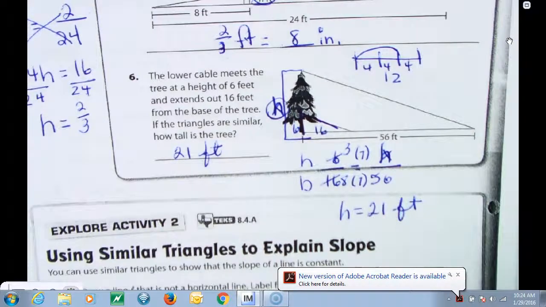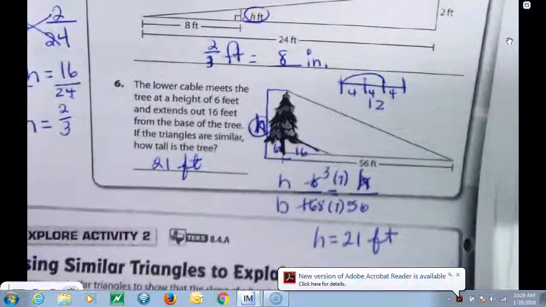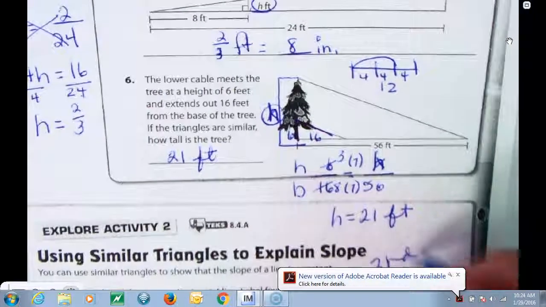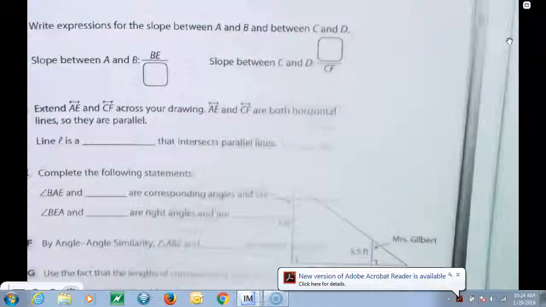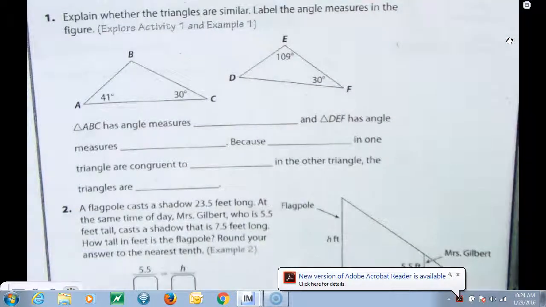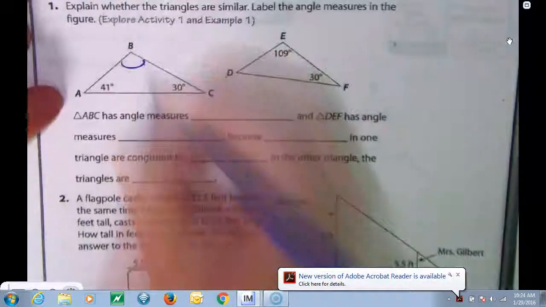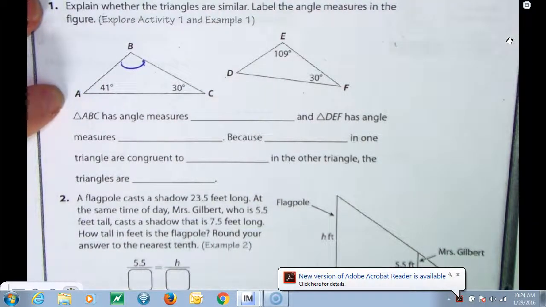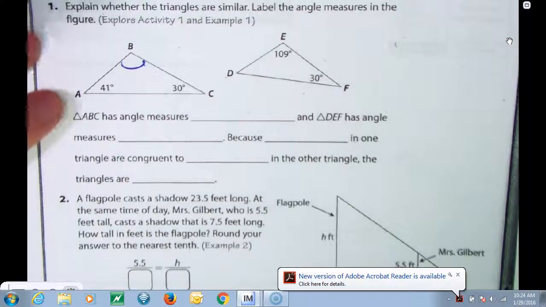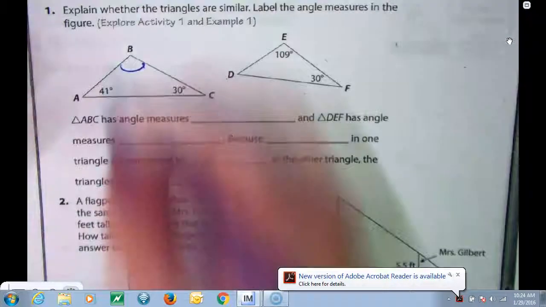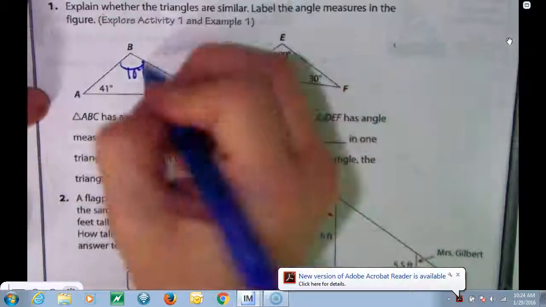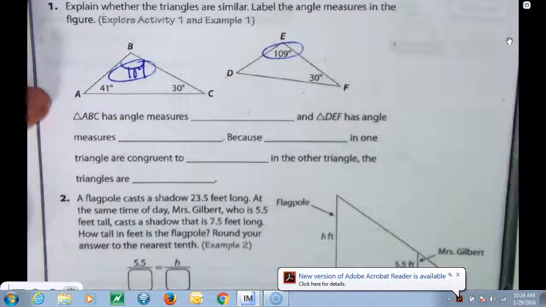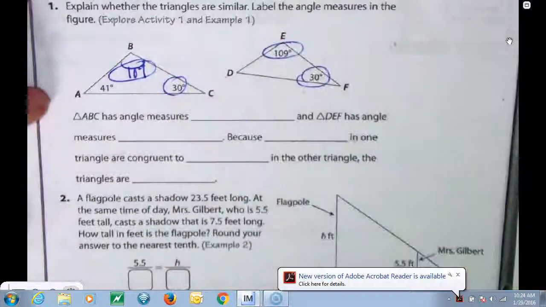Okay? Turn the page. Look at 212. So let's kind of review what we've learned. Give me the measure of angle B. 109. Circle 109. What else can we circle? 30 and 30. So what do we know?